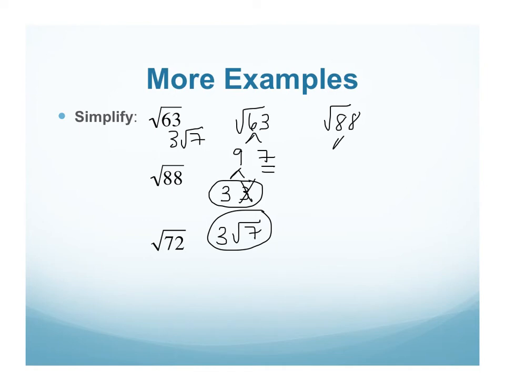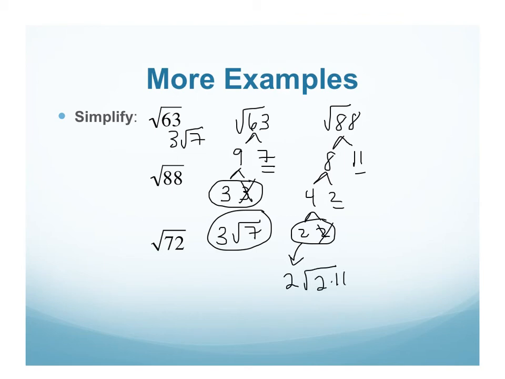Then I have root 88. 88 is 8 times 11. 8 is 4 times 2, and 4 is 2 times 2. I have one pair of 2's. I have a 2 and an 11 left over. One 2 comes outside the radical. The other one we forget about. Under the radical, the 2 and the 11 are left because they don't have partners. This becomes 2 root 22. So root 88 is 2 root 22.